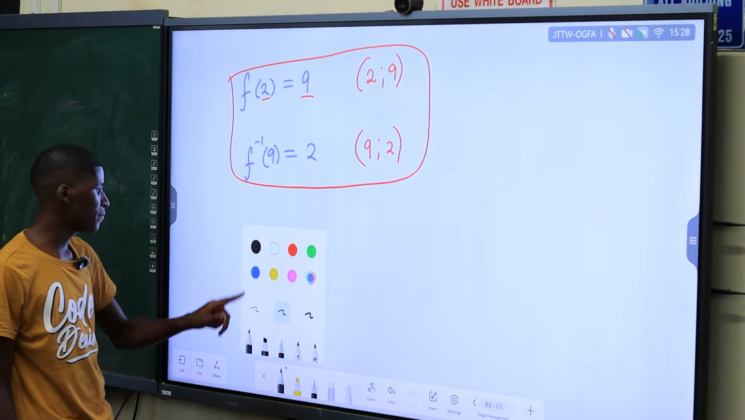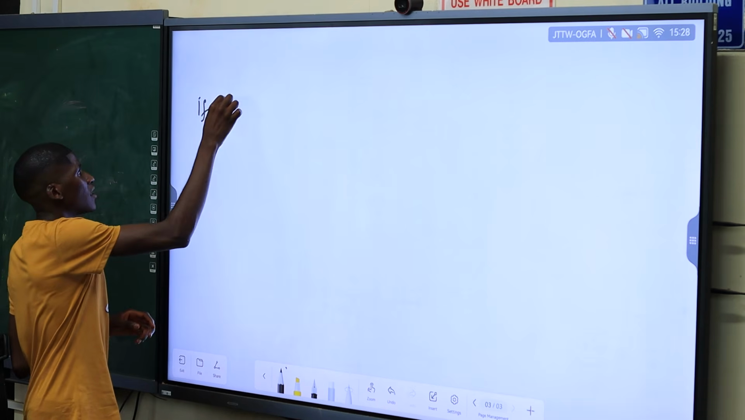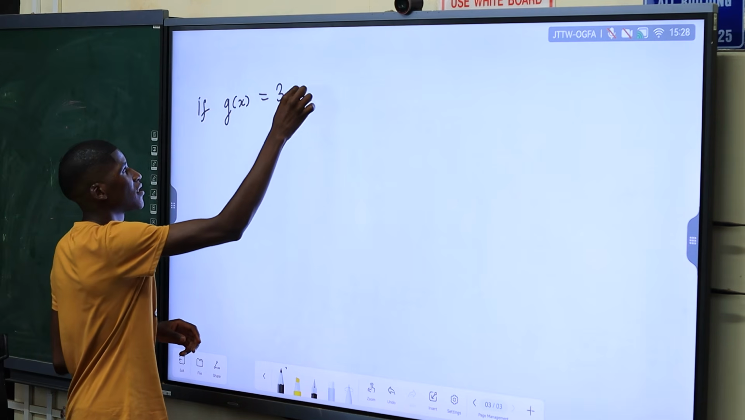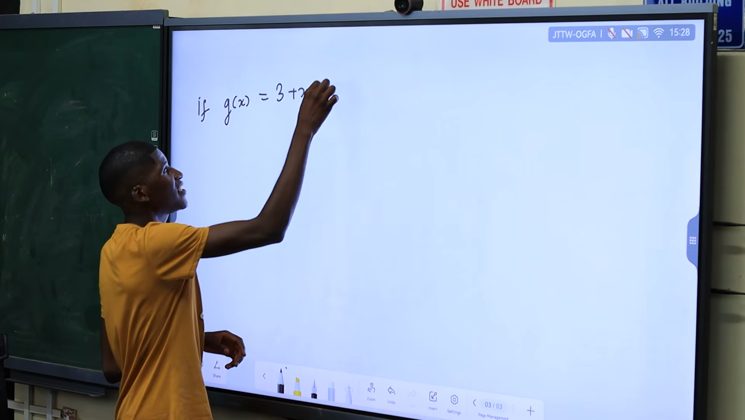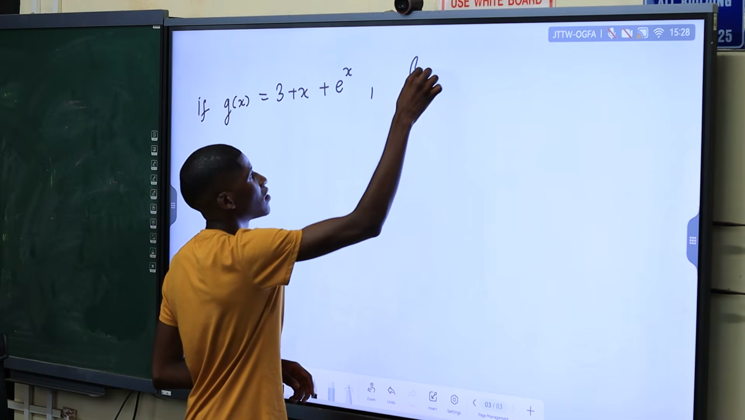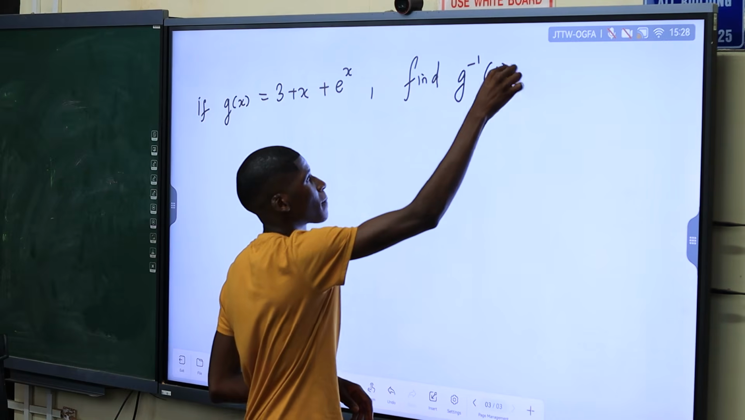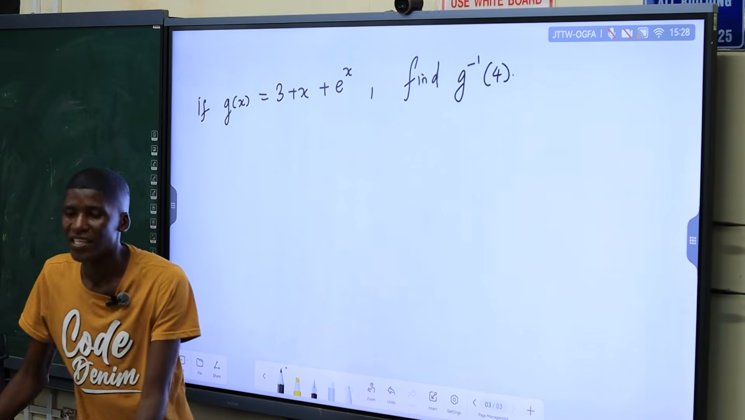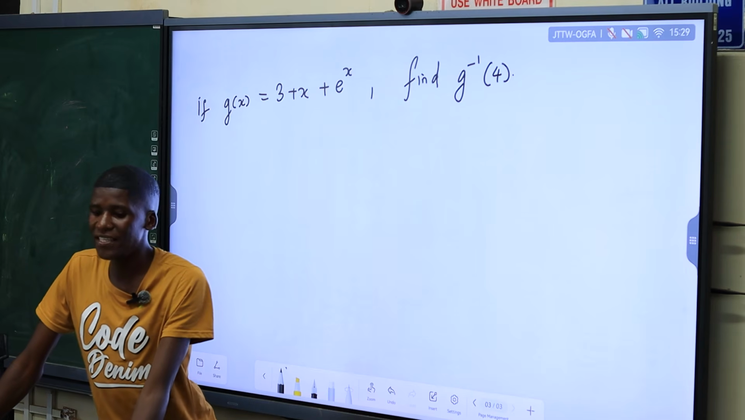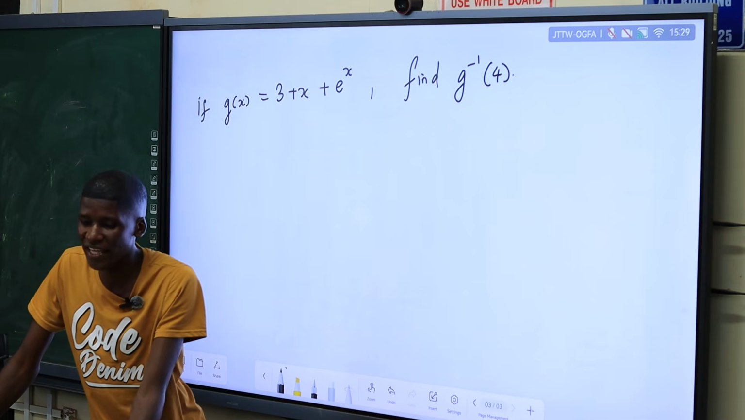Now, what if you are given g at x is equal to 3 plus x plus e to the power of x, and then they say find g inverse at 4. If g at x is 3 plus x plus e to the power x, find the inverse y value when x is equal to 4 on the inverse.